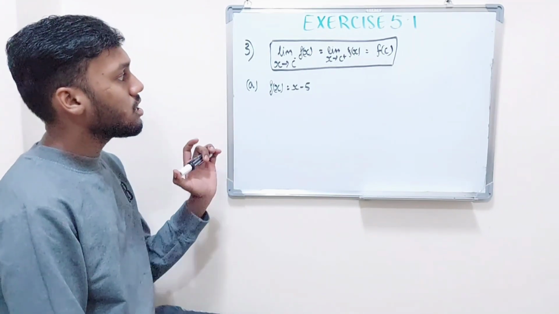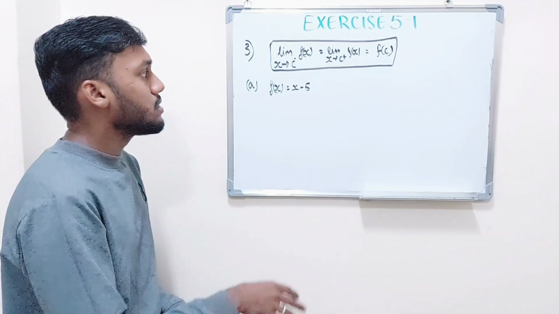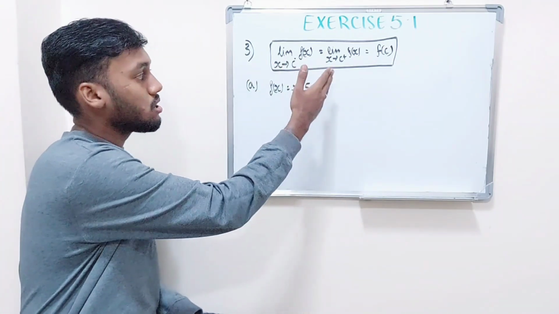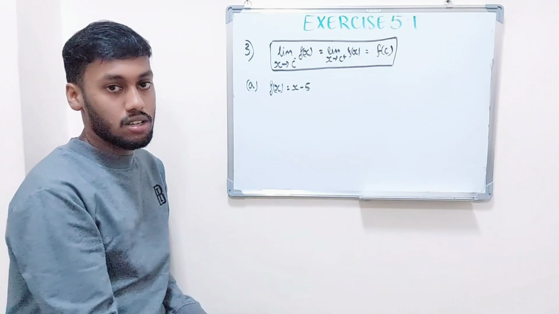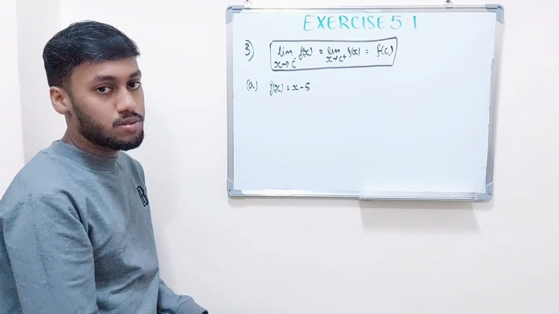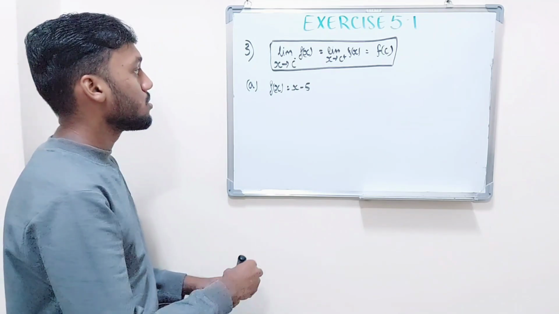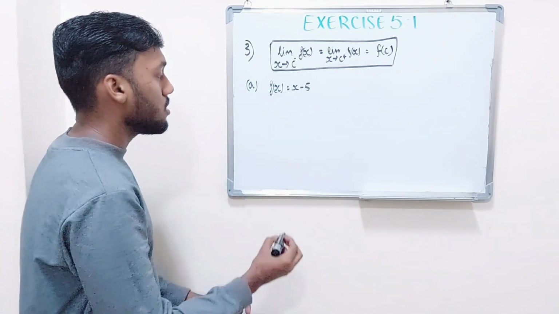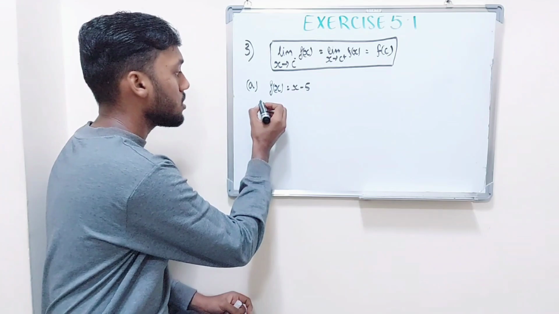Okay, and now, that is LHL equal to RHL, which is equal to the function value at c. Okay, now how do we do this question? It's very easy. The point is not given, but let's assume that the point is c.